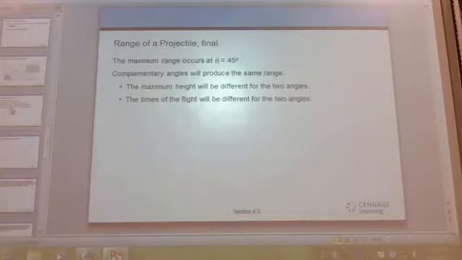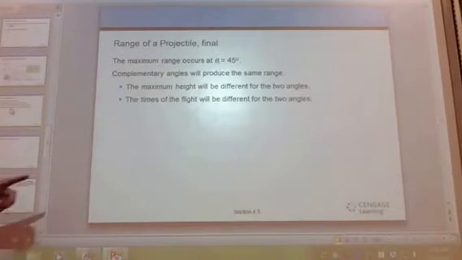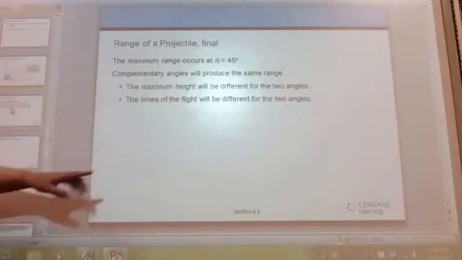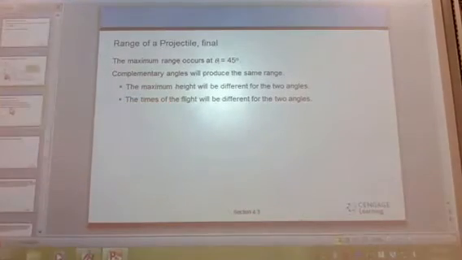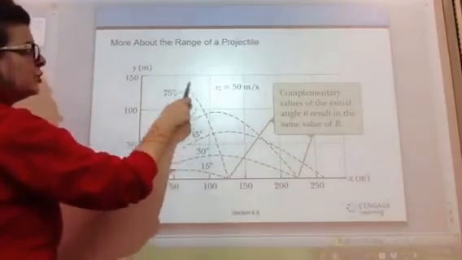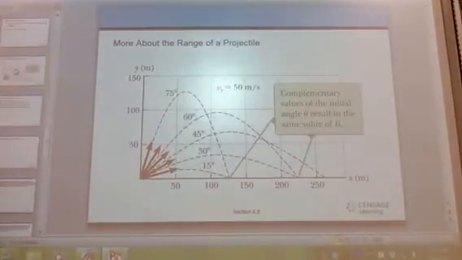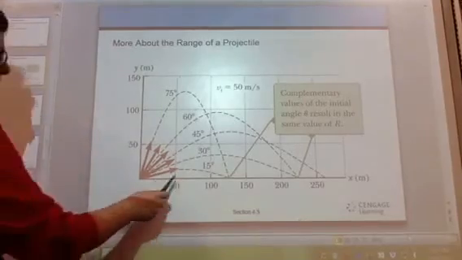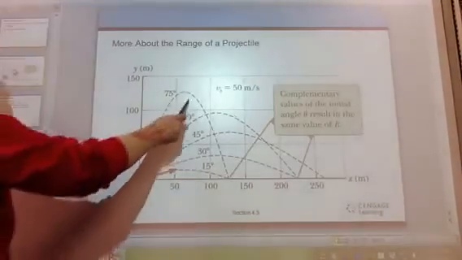So to sum that up, maximum range occurs at 45 degrees. Complementary angles, so 75 and 15, 60 and 30, they'll produce the same range, but maximum height is different, and the amount of time that it will be in the air is different. So maximum height for that 75 degree is going to be way larger than my one for 15. Same thing for time of flight.